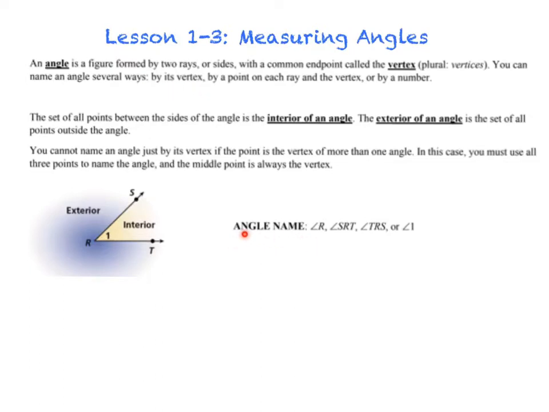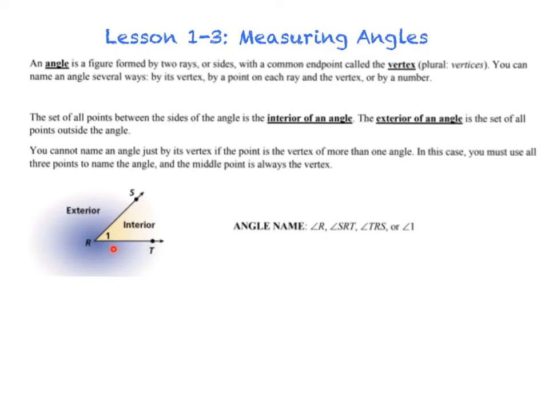So as you can see here, I have angle names. The first one is just angle R, so I can name it using just the vertex, or I can name it using the three letters that make up the entire angle, as long as the vertex is in the middle of the name. So I have S to R to T, SRT, or T to R to S, TRS. Or the other way it can be named is using a number. Sometimes, especially if there's a lot of angles in a picture, you'll see them named on the interior with a number.